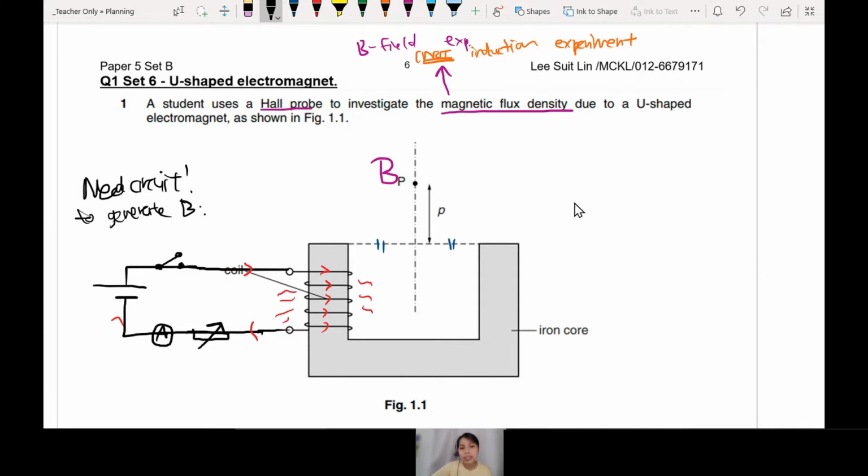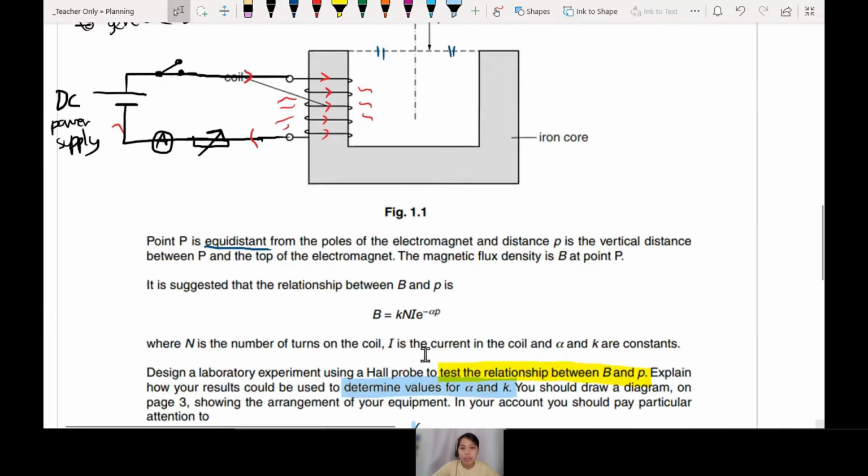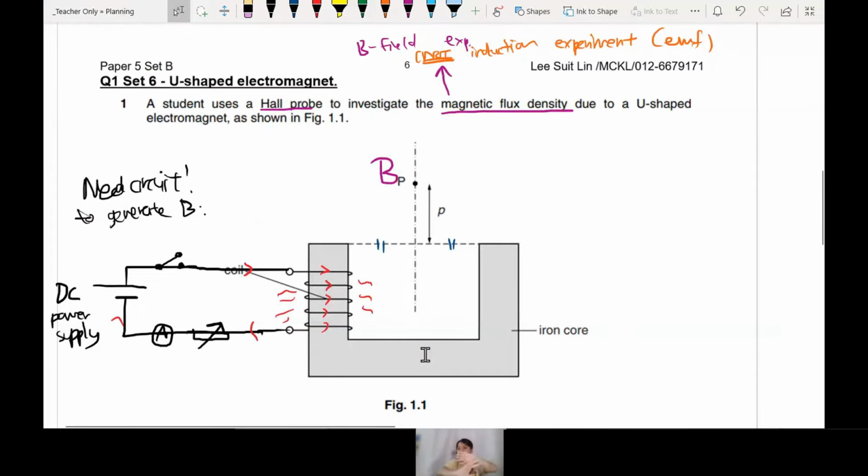If you're asking me, why cannot AC? Can, but you have a lot of problems in the experiment because of induced current here, induced current there, and it's just not good for an experiment where you want to use a Hall probe to measure B field. So this one will be DC power supply. You will only use AC if you want to induce, to measure EMF. Here nothing mentioned, no EMF, nothing. Okay, so we don't go to AC. Okay, next.